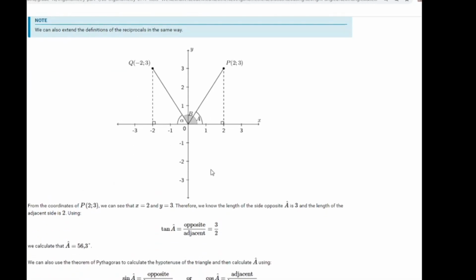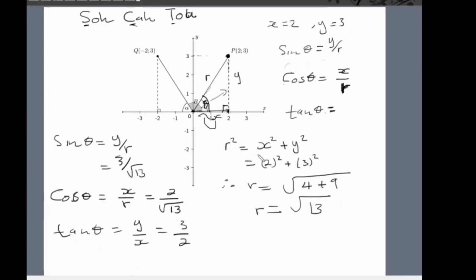From the coordinates of P, we can see that x is equal to 2 and y is equal to 3. Therefore we know the length of the side opposite angle A is 3. So this side is 3.